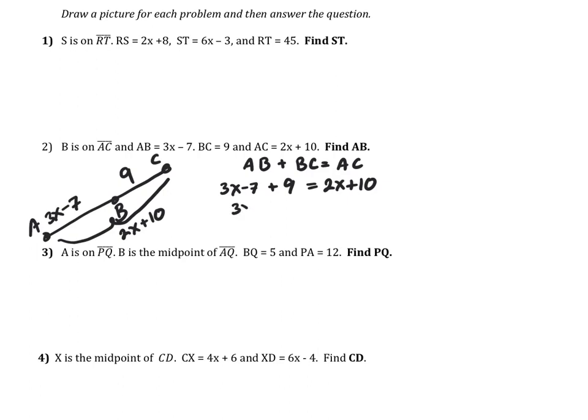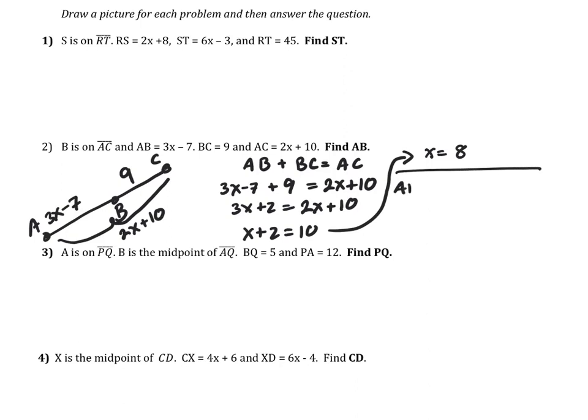So let's combine like terms. We get 3x plus 2 equals 2x plus 10. I'm going to go ahead and subtract 2x from both sides, and we'll end up with x plus 2 equals 10. And then subtracting 2 from both sides, we'll find that x equals 8. Now we need to find AB. So we know that AB equals 3x minus 7. So we want to go ahead and substitute in. So 3 times 8 minus 7, which tells me that AB equals 17.